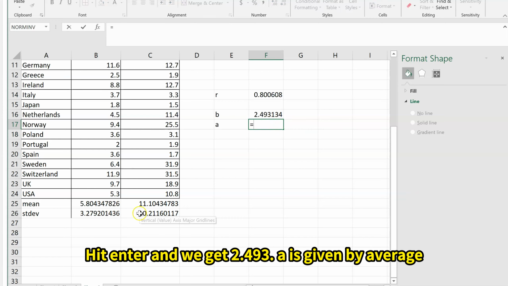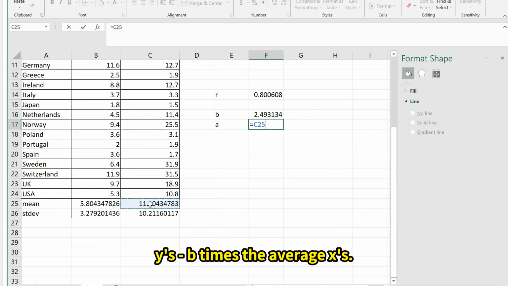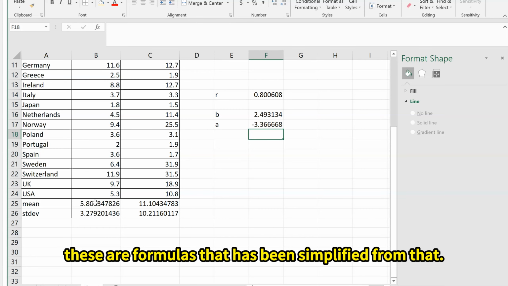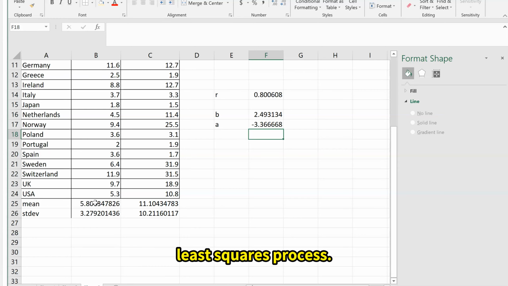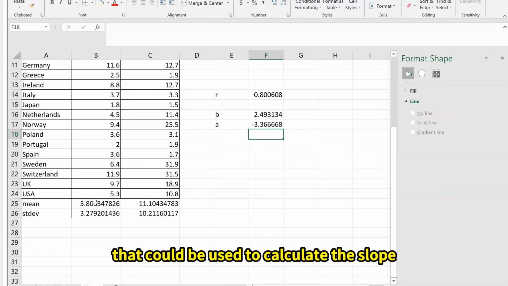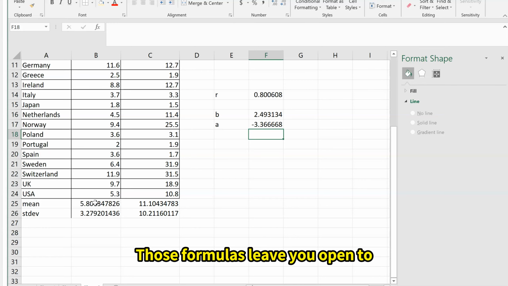a is given by the average of the y's minus b times the average of the x's. And we get negative 3.366668. One small thing to note: these are formulas that have been simplified from that least squares process. There's actually a much larger formula that could be used to calculate the slope and the y-intercept. Those formulas leave you open to making a lot of careless errors. Since these formulas are much simpler, that's why we'll use these.